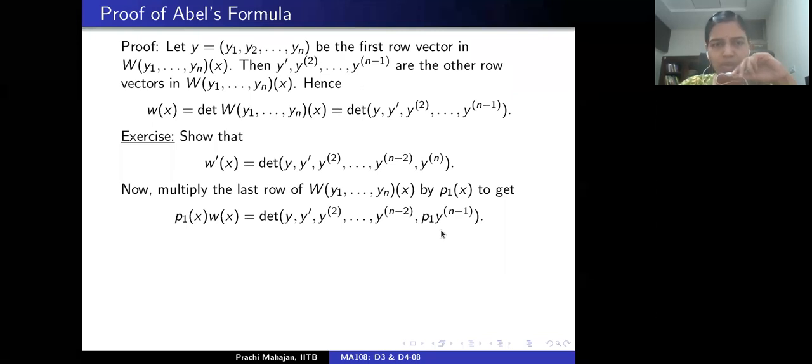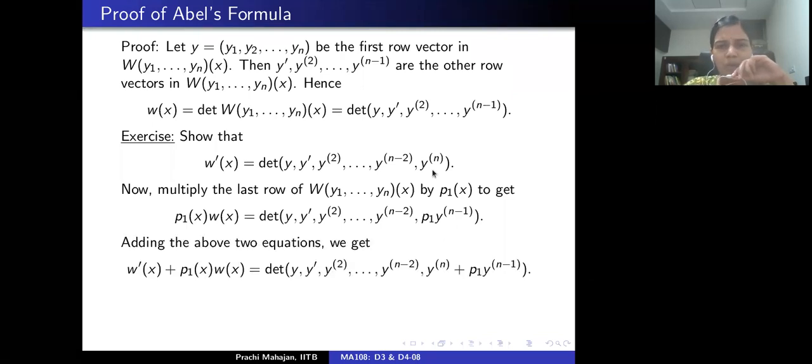All right, so what does it mean? Now I'm going to add the last two equations. On the left-hand side, what will I have? I will have the derivative of w plus p1 times w. And on the right-hand side, I'm going to use the properties of the determinant. So I will get the first n minus 1 rows as they are, and the last row will be the nth derivative of y plus p1 times the n minus 1th derivative of y. Correct?